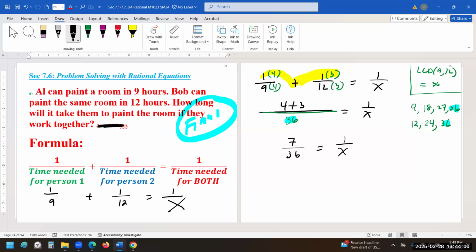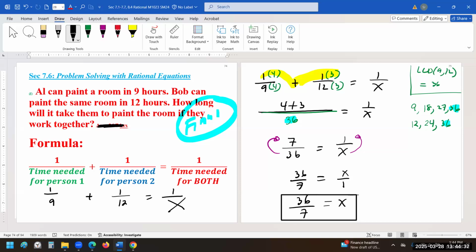True. So you're almost done. There's one problem. x is on the denominator. We want x in the numerator, not on the denominator. Would you cross multiply? We don't have to. If you do flipping, you flip, you get x over 1, and you get 36 over 7. But x over 1 is the same as x. 1 is invisible. So we get 36 over 7.